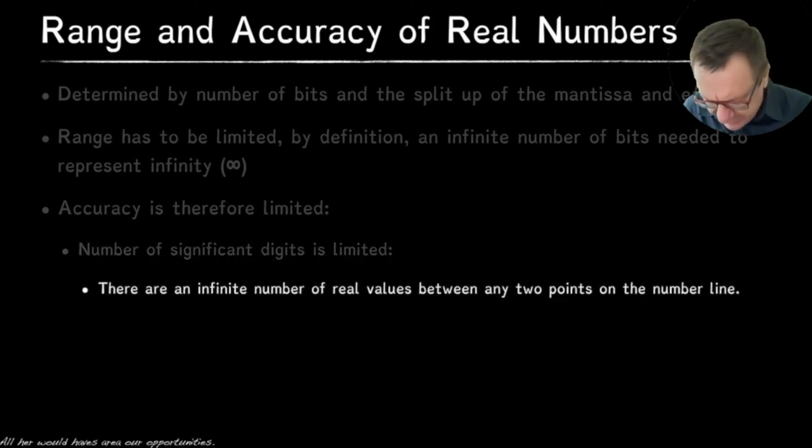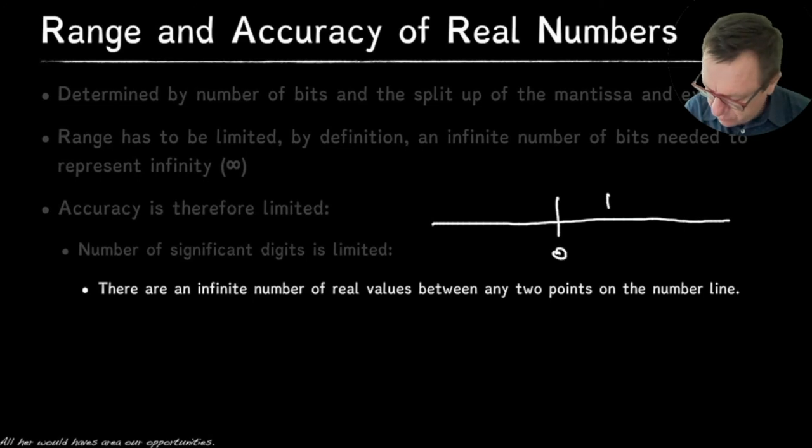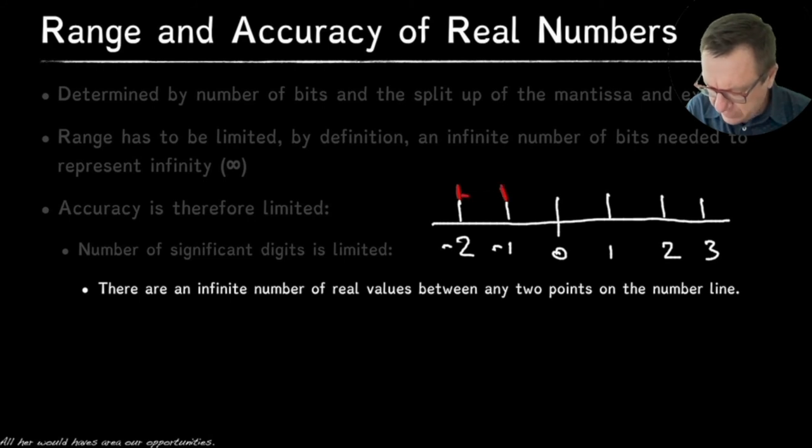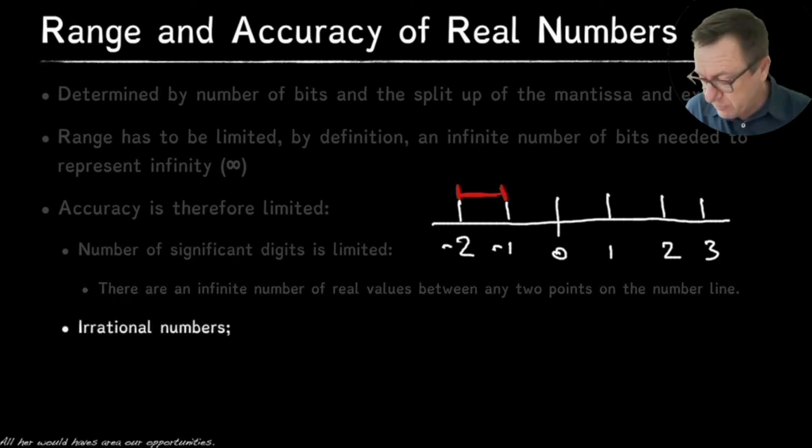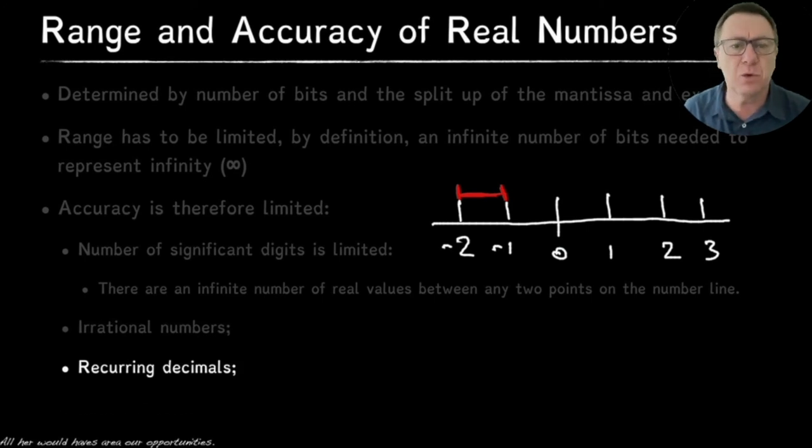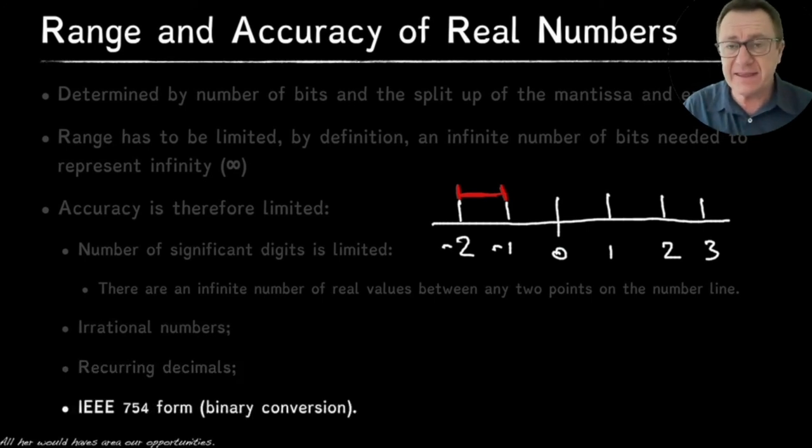So there are an infinite number of real numbers. If you think about it, we have an infinite number of real values between any 2 points on the number line. If you're thinking, what's the number line? I'll say 0, 1, 2, 3, -1, -2. Between this point and this point, there are an infinite number of spots. That's just the way it is. We have irrational numbers. There are recurring decimals, okay? How do we represent this within the computer?